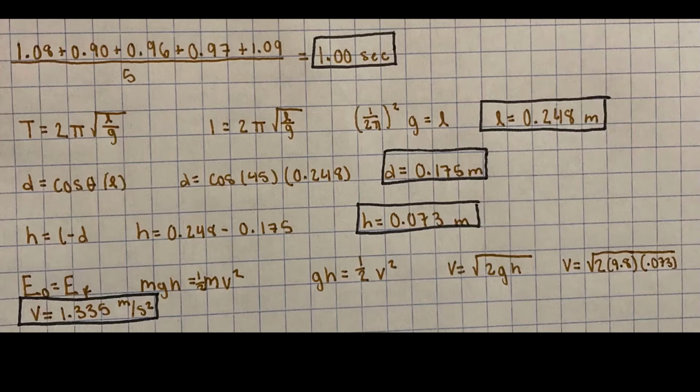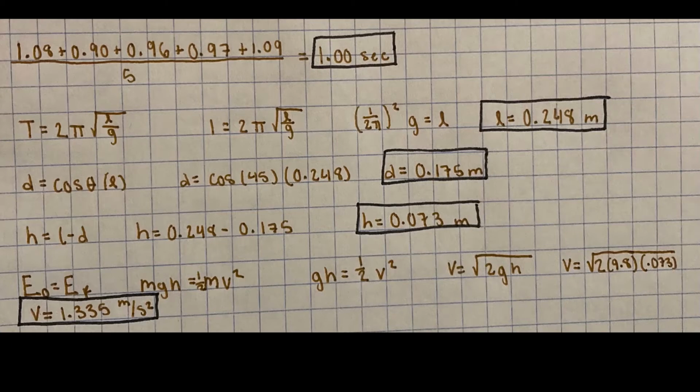So this is the work for the first length of string, and the first equation is used to find the average period. So it's all the periods that I timed divided by 5, because there were 5 trials, and that gives us an average period of 1 second. And then you plug that into the pendulum equation, which states that the period is equal to 2 pi times the square root of the length over gravity. So you set 1 equal to 2 pi times the square root of length divided by gravity, and that'll give you a length of 0.248 meters.